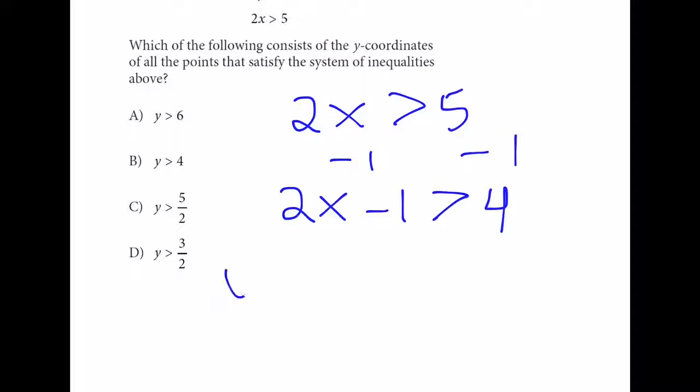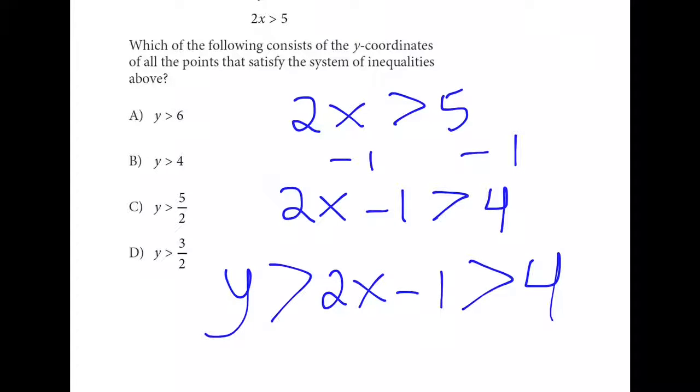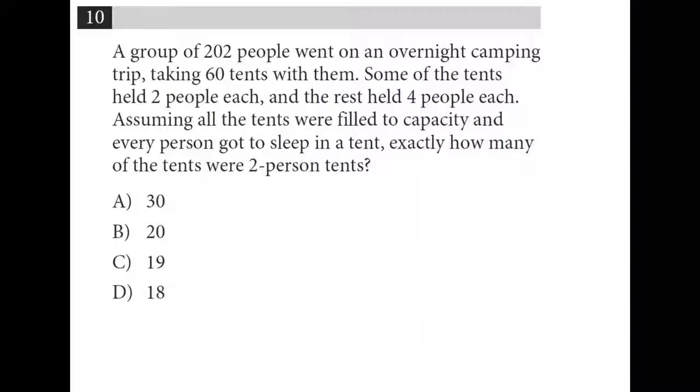So we know that y is greater than 2x minus 1, and 2x minus 1 is greater than 4. This is the transitive property of inequalities. If y is bigger than something and that something is bigger than 4, then it must hold true that y is bigger than 4.